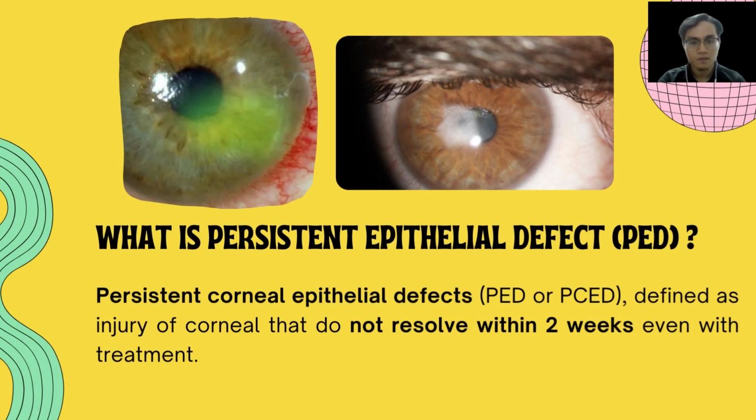So, what is persistent epithelial defect? As defined here, it is the injury to the cornea, specifically the epithelium, that does not resolve within 2 weeks, 10 to 40 days to be exact, even with standard treatment.